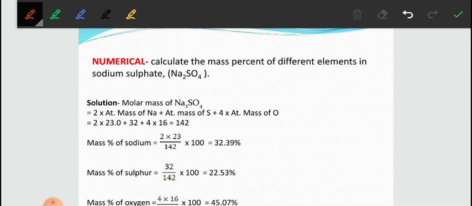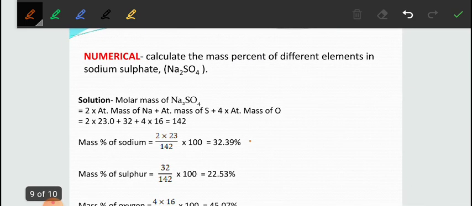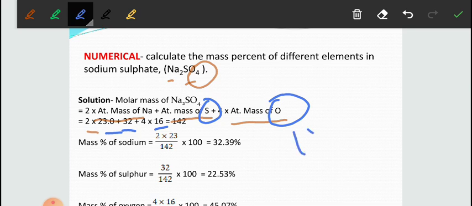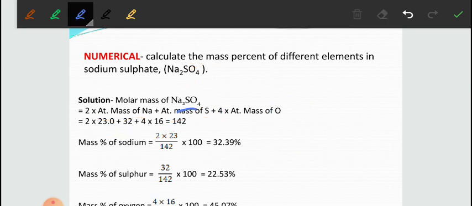First of all, we need to find the total molar mass. Na is 2, so 2 into the atomic mass of Na, then S is 1, so 1 into the atomic mass of S, plus oxygen is 4, so 4 into the atomic mass of oxygen. The atomic mass of sodium is 23, sulfur is 32, and oxygen is 16, and you will get a total of 142. So now you have the total molar mass of sodium sulfate, that is 142.